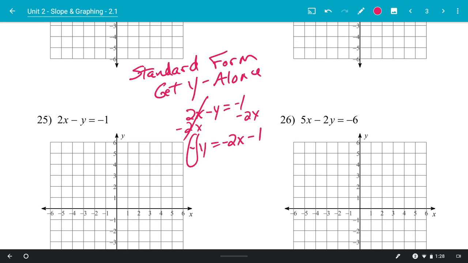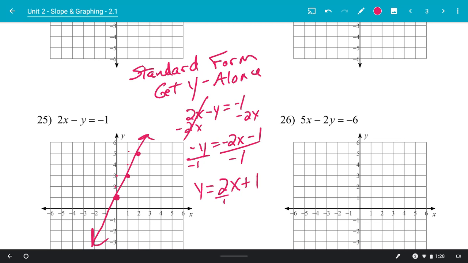Now, y may look alone, but it's not. There's that negative 1 in front of it. So I got to get rid of that. So I got to divide by negative 1. But remember, when we divide by negative 1, all we really do is change all the signs. Now it's in slope-intercept form, and I can graph it quickly. My y-intercept is 1. My slope is 2, or 2 over 1. So up 2, over 1. Up 2, over 1. And there's my line.